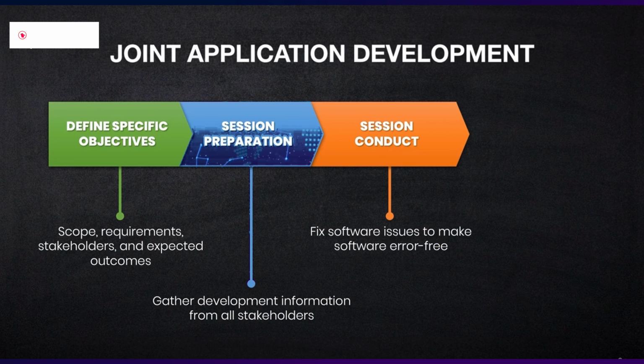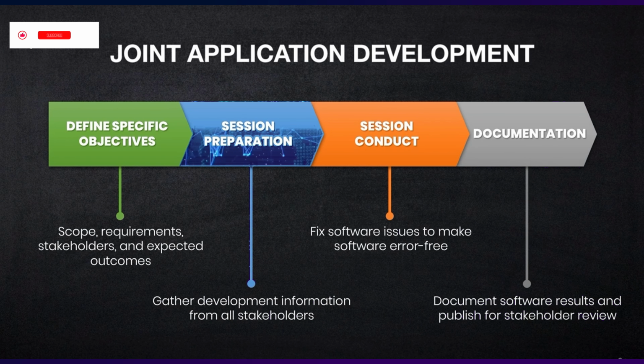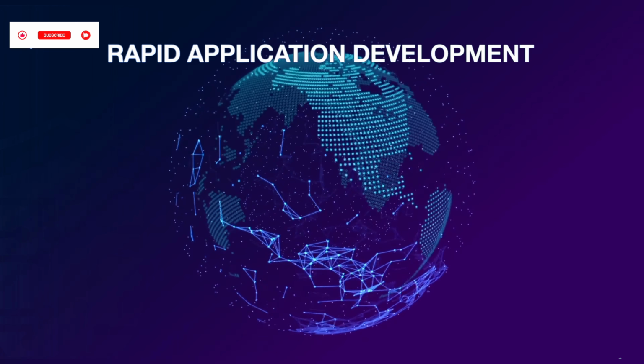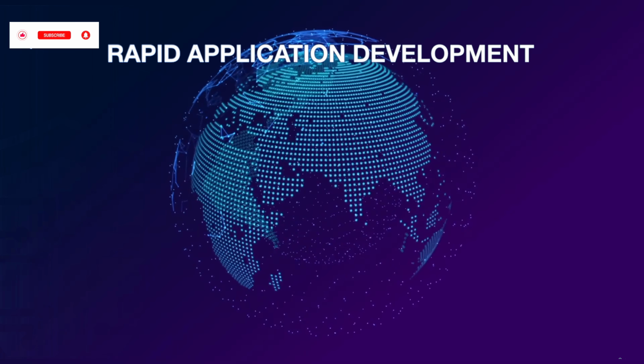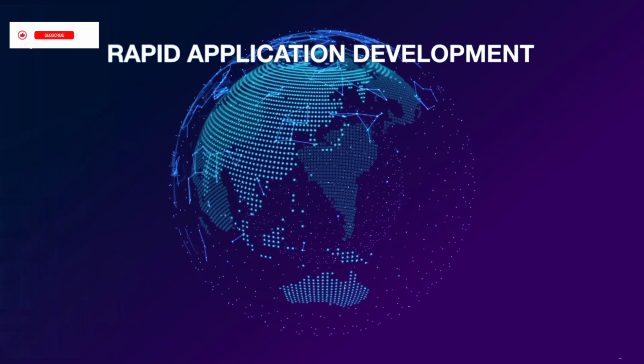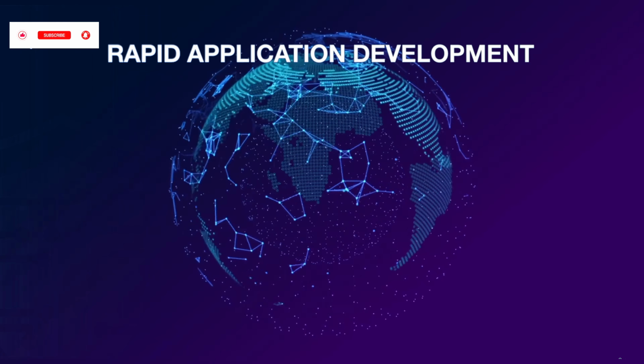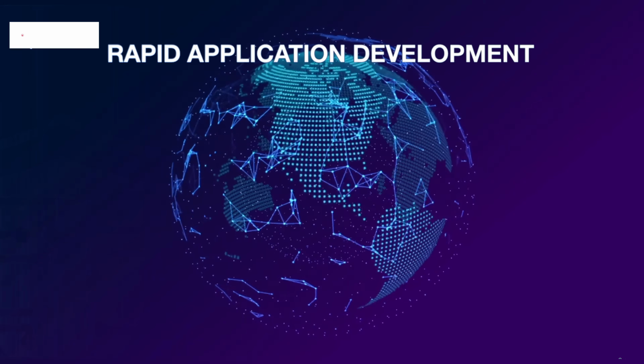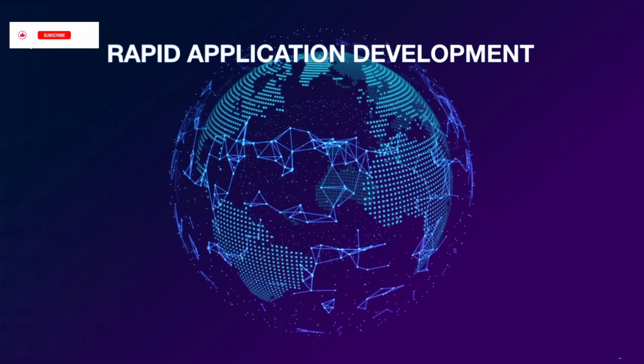Then we have session conduct, where we actually fix software issues to make the software as error-free as possible. And then we move into documentation. When the customer's happy, we document all the results and we publish that for stakeholder review. So this is the JAD model. Now, related to the JAD model is the Rapid Application Development Model, or RAD model. This was built in response to the perceived deficiency of the waterfall process.